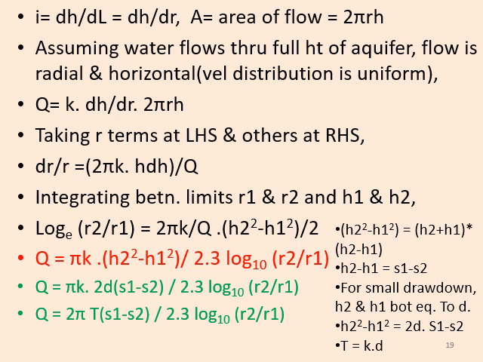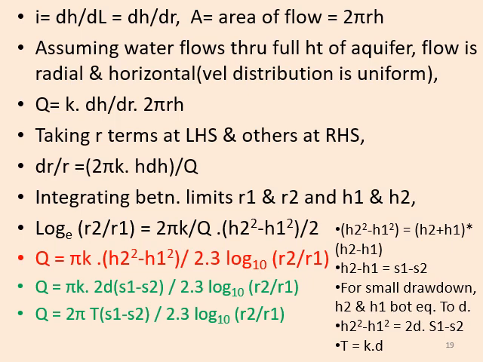So H2 minus H1 will be equal to S1 minus S2. For small drawdown, H2 and H1 both are equal to T. For small drawdown, we can assume or consider here that both H1 and H2 will be equal to D. D is the full depth of the aquifer.